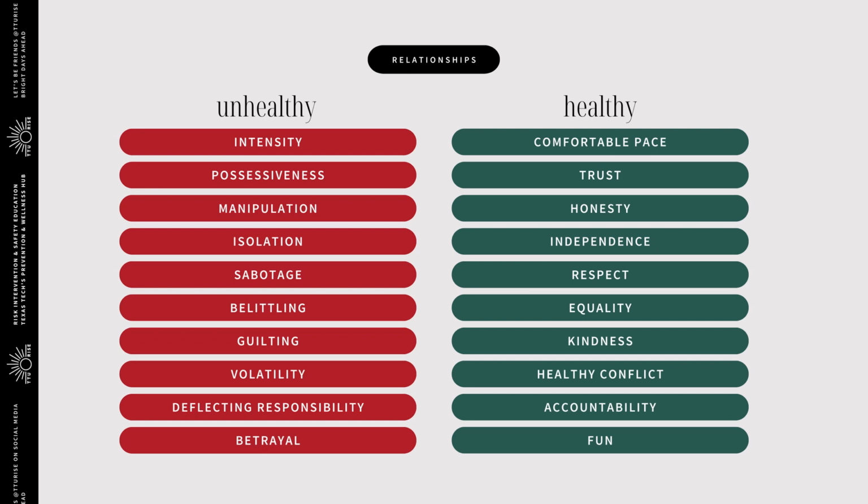Healthy signs look like moving at a comfortable pace, trust, honesty, independence, where you can both be your own people and everyone has an opportunity to have their own interests and own identities. Respect, equality, kindness, healthy conflict, accountability, and of course fun. Relationships should be something that adds to your life and doesn't take away. So if at any point you're realizing that your relationship has moved more into the unhealthy side, maybe it's time to reassess and check in with your partner or partners.